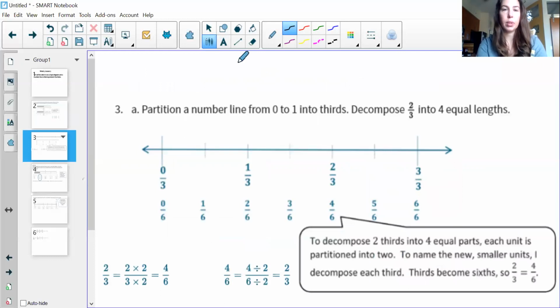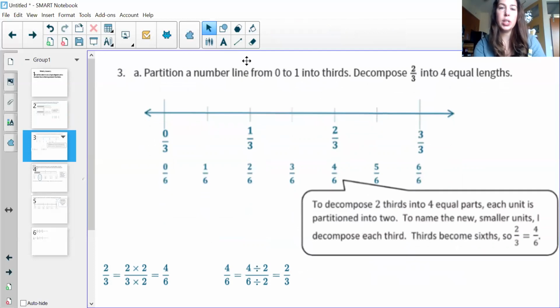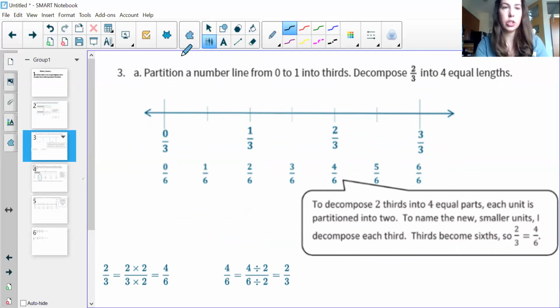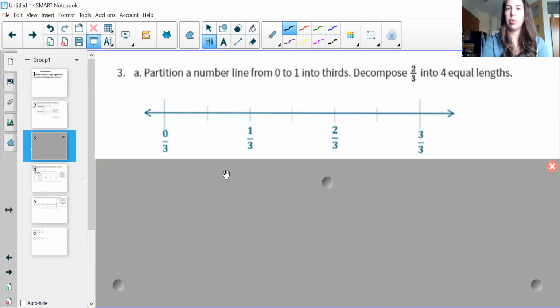So the next one, it says, let me just move this up a little bit. Partition the number line from 0 to 1 into thirds. So let's think about that part first. And actually what I'm going to do is I'm going to cover everything else. So the first thing that they did was they decomposed it into thirds. Uh-oh, my battery is running low. Hold on 1 second, guys. All right, so we have 0 thirds, 1/3, 2/3, 3/3.